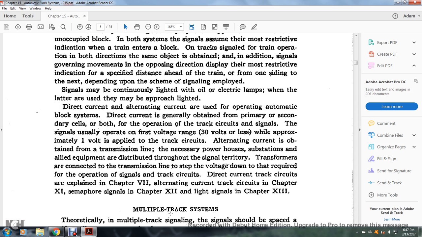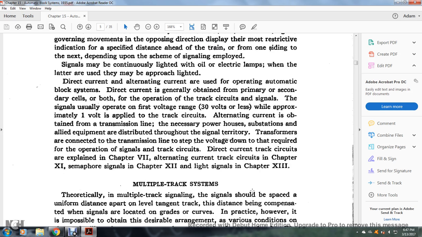Necessary powerhouses, substations, and allied equipment are distributed through the signal territory. Transformers are connected to the transmission lines to step the voltage down to that required for the operation of signals and track circuits. The direct current track circuits are explained in Chapter 7, the alternating current track circuits in Chapter 11, semaphore signals in Chapter 12, and the light signals in Chapter 13.